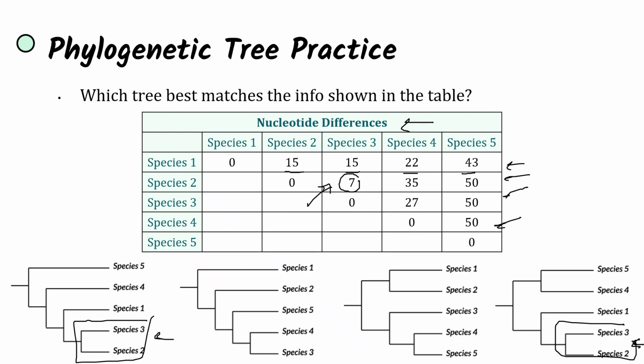But based on this other data, we can see that species 5 is our least closely related. It's got the most nucleotide differences, so that one's going to be our outgroup. So this is going to be the phylogenetic tree that best matches the info shown, and it's going to show sort of our order of evolution.